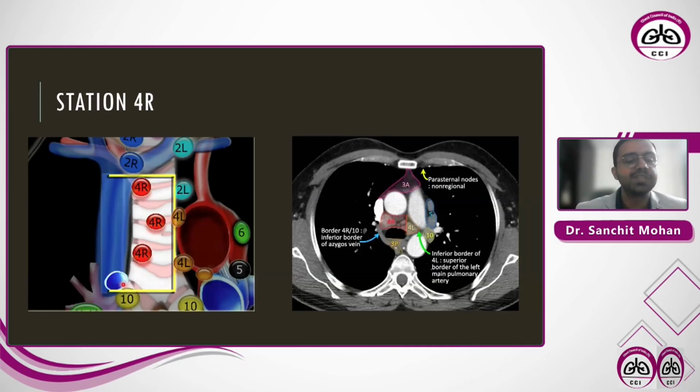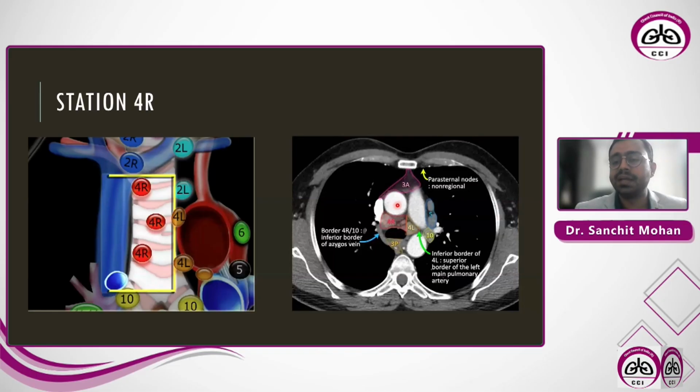This is the azygous vein, which enters into the SVC and drains into the SVC. Station 4R is further divided into three groups of lymph nodes: anterior group, anterolateral group, and the lateral group. This is the axial CT scan image of a patient showing the station 4R.